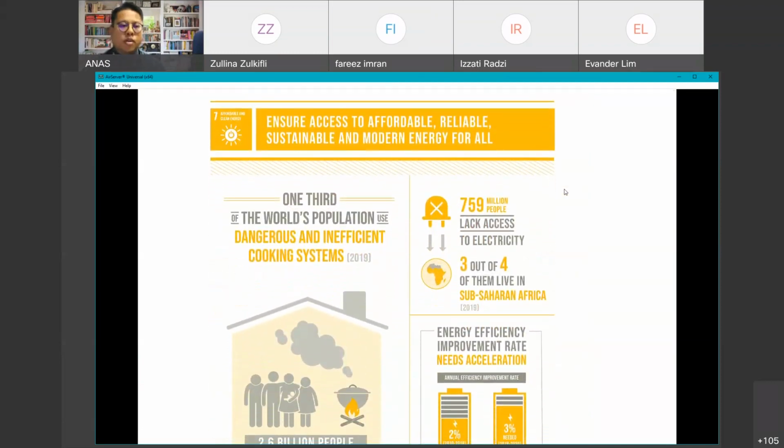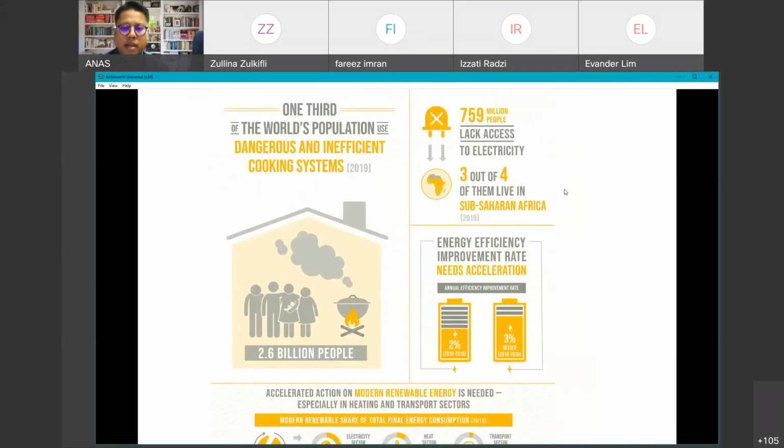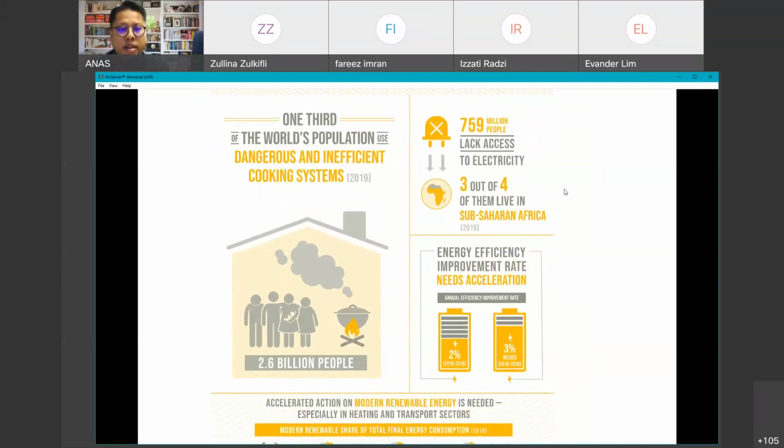If you look at number 7, which I think we can relate to Thermodynamics 2, which is affordable and clean energy, the aim of this goal is to ensure access to affordable, reliable, sustainable, and modern energy for all. The reason is simple, and it's given in this infographic. The first one, one third of the world's population use dangerous and inefficient cooking systems. That's the first issue. One third means 2.6 billion, by the way.